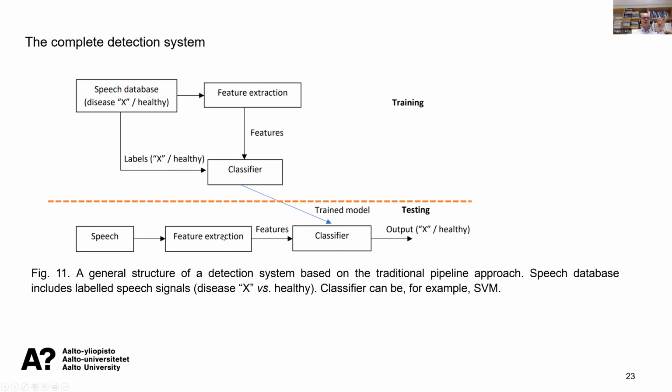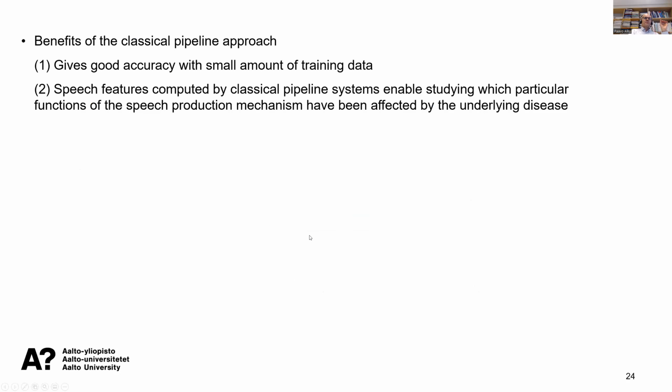We extract features, and then this classifier makes the decision whether the signal was healthy or pathological. And as I explained here, before we can use it, we train the classifier, and we need speech training data where somebody has labeled the data to be either pathological or healthy. So that's very simple. And again, we need two phases, the feature extraction and the classifier.